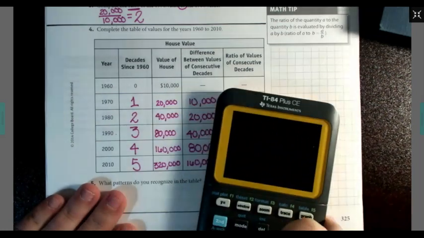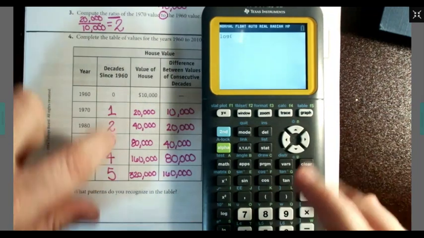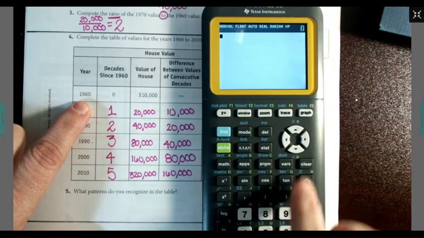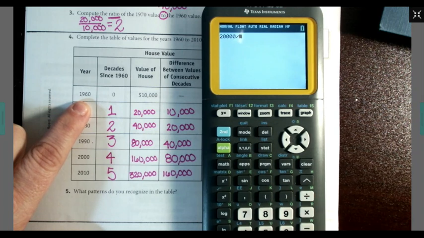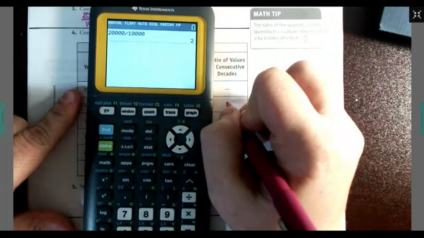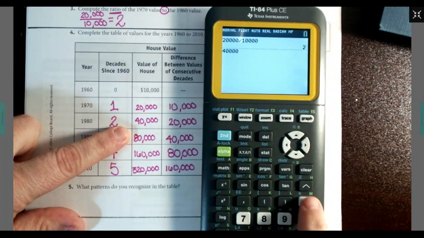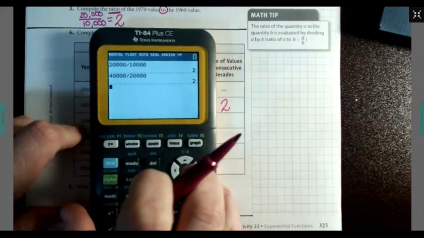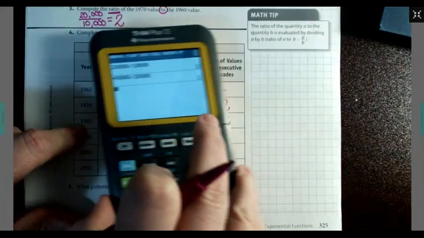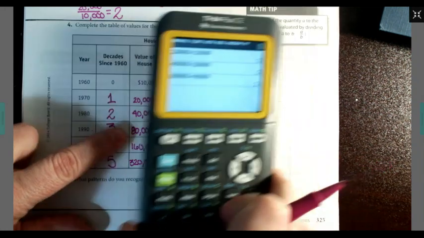For this next section, I'm going to use the calculator. Here we're going to be doing some dividing. We're going to divide our consecutive years. So we're going to do 20,000 divided by 10,000. That's 2, just like we figured earlier, right? Let's do 40,000 divided by 20,000. That's 2. Next, we're going to do 80,000 divided by 40,000. That's 2.